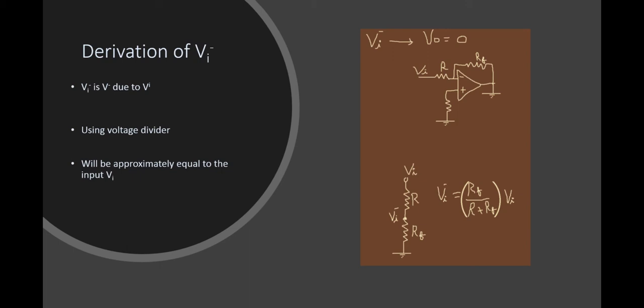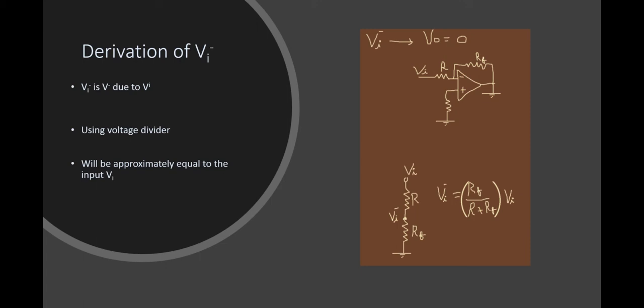So this term basically is the contribution of input to V minus, and as usually RF will be much larger than R, the term RF divided by R plus RF will be approximately equal to 1. So Vi minus, that is the contribution of Vi to V minus, will be approximately equal to Vi.